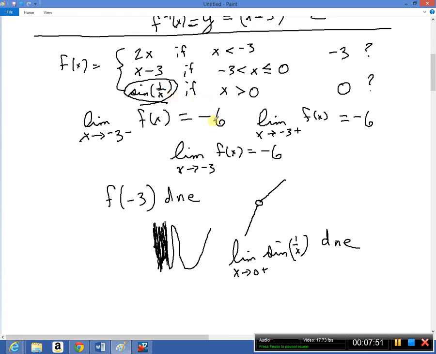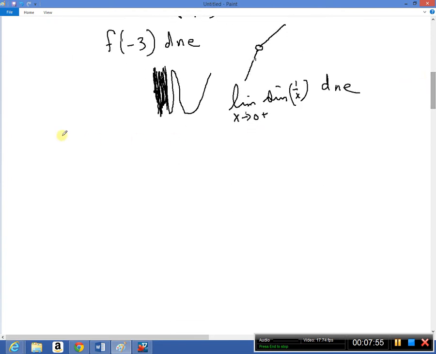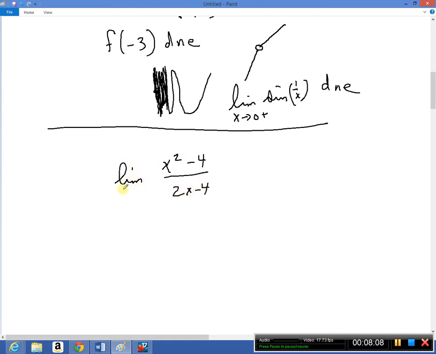Okay, number 4, you're supposed to find the limit of this rational function, x squared minus 4 over 2x minus 4. And you're supposed to find that limit as x approaches 2. Well, reality check, 2 squared minus 4 is 0, 2 times 2 minus 4 is 0, so you have a 0 over 0, bad news.